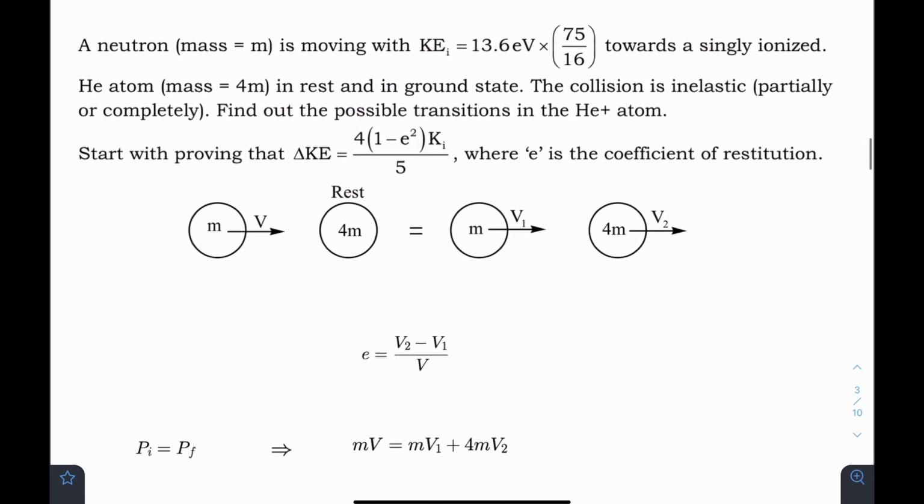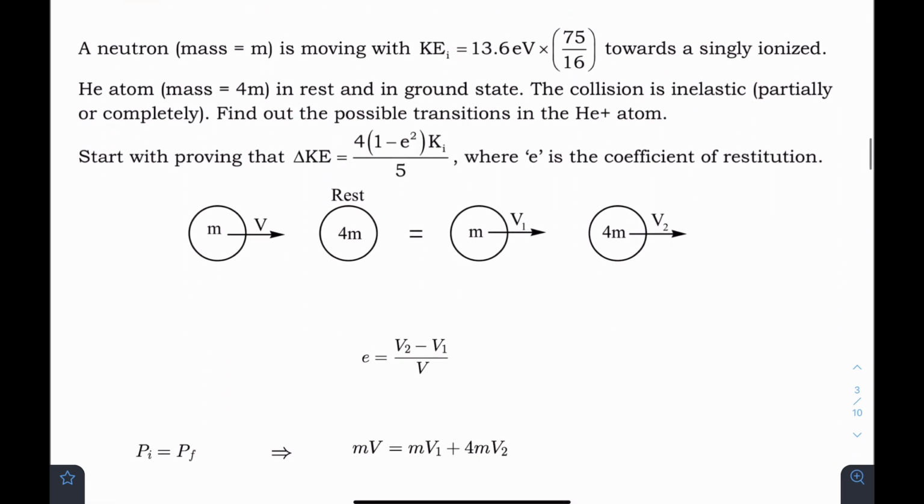And here is the problem statement. A neutron of mass m is moving with the initial kinetic energy of 13.6 into 17 by 16 towards a singly ionized helium atom. Its mass is given 4m, and it is at rest in ground state. The collision is inelastic, either you can say partially or completely. Then find out the possible transitions in the He plus atom.